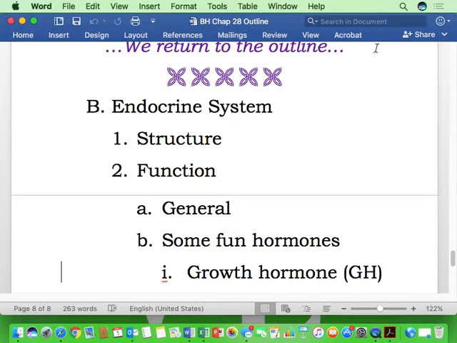The growth hormone targets long bones for growth. So if you remember when we talked about the skeleton, we talked a little bit about that growth plate. So the growth hormone is going to target that growth plate to cause the bone to grow. This is produced by the pituitary gland, which is in your brain.